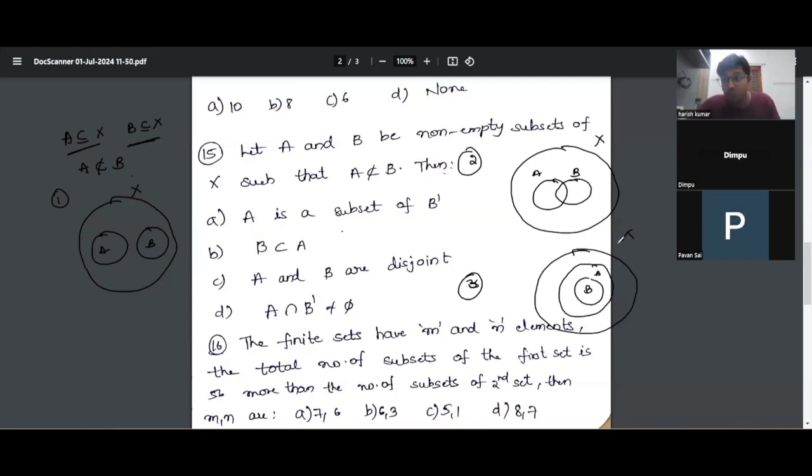Now what we have to do is we have to take each of these statements and we have to check which statement is true in all the cases, right? ఈ త్రీ కేసెస్ లో ఏ స్టేట్మెంట్ ట్రూ అవుతుందో అదే మన ఆన్సర్. సో A and B ఆర్ డిస్జాయింట్ అన్నది ఈ కేసులో ట్రూ అవ్వదు, ఈ కేసులో ట్రూ అవ్వదు. సో దిస్ ఇస్ రాంగ్, రైట్? Then B is subset of A అన్నది ఈ కేసులో ట్రూ అవ్వదు, ఈ కేసులో ట్రూ అవ్వదు.